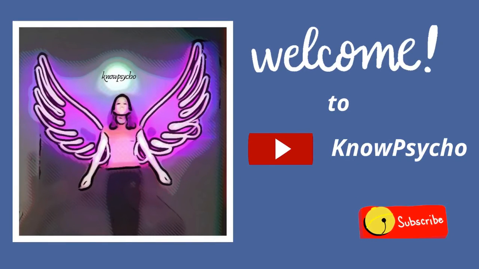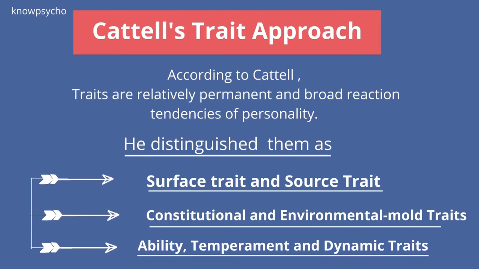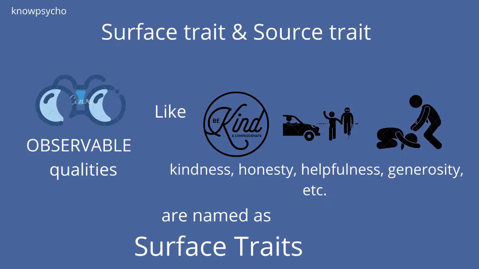Today we will learn about Cattell's trait approach. According to him, traits are relatively permanent and broad reaction tendencies of personality. He distinguished them as: 1. Surface trait and source trait, 2. Constitutional and environmental mold traits, 3. Ability, temperament and dynamic traits.